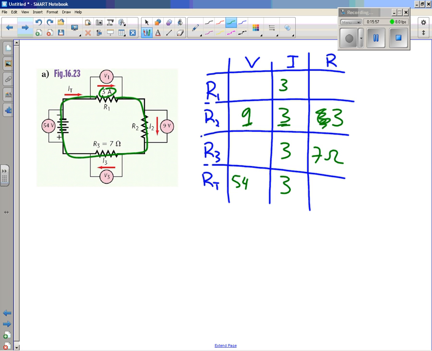Now what do? Right here, I've got V equals I times R. 3 times 7 is 21. The last thing you got to do is think about the voltage loop rule. If I gain 54 volts at the source, then I have to lose that much through all the resistors. So far, I've lost 21 and 9. How much more did I have to lose? And I think the answer is 24. Yes, 24 volts.